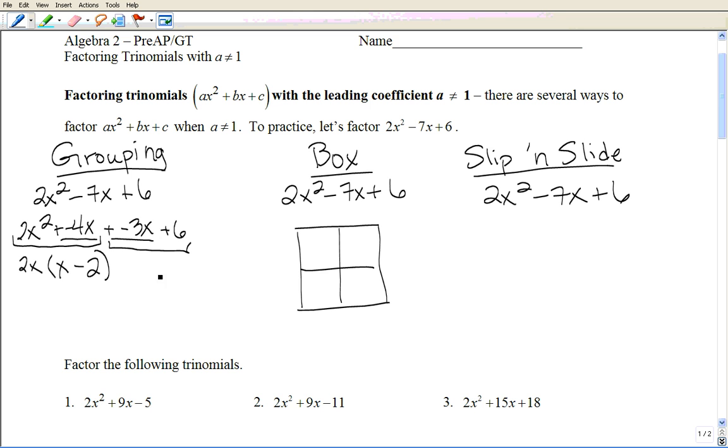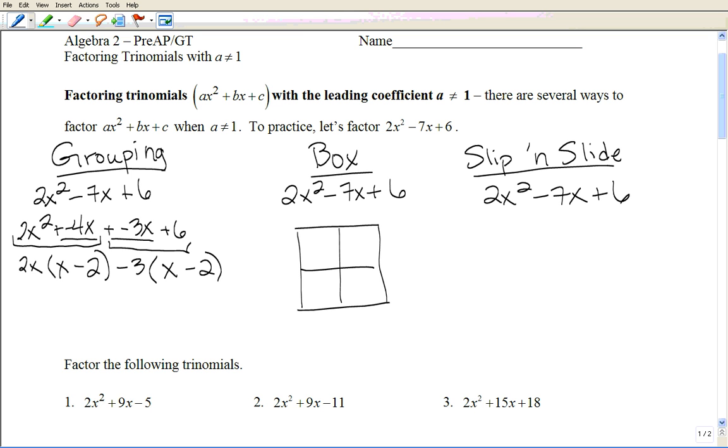Here's something important to remember. If this first term is negative, make sure you pull out the negative number with it. So we can pull out a negative 3 from both of these. And what do we have left over? Negative 3x divided by negative 3 is x. And then 6 divided by negative 3 is negative 2.